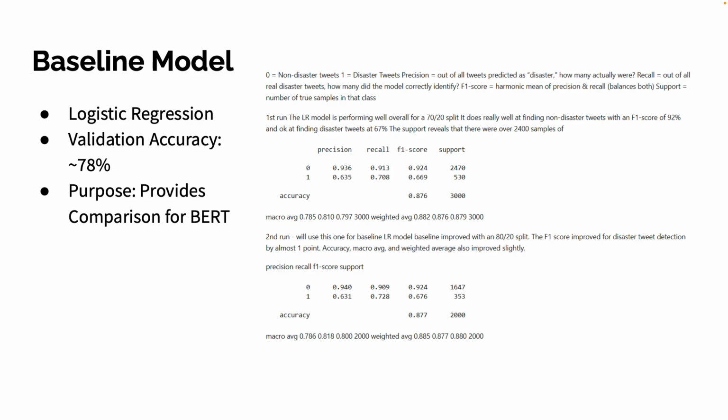For our second run, we used the baseline model. It improved with an 80-20 split, and the F1 score for disaster tweet detection improved by almost 1 point. All the stats, the micro average and weighted average, also improved slightly.